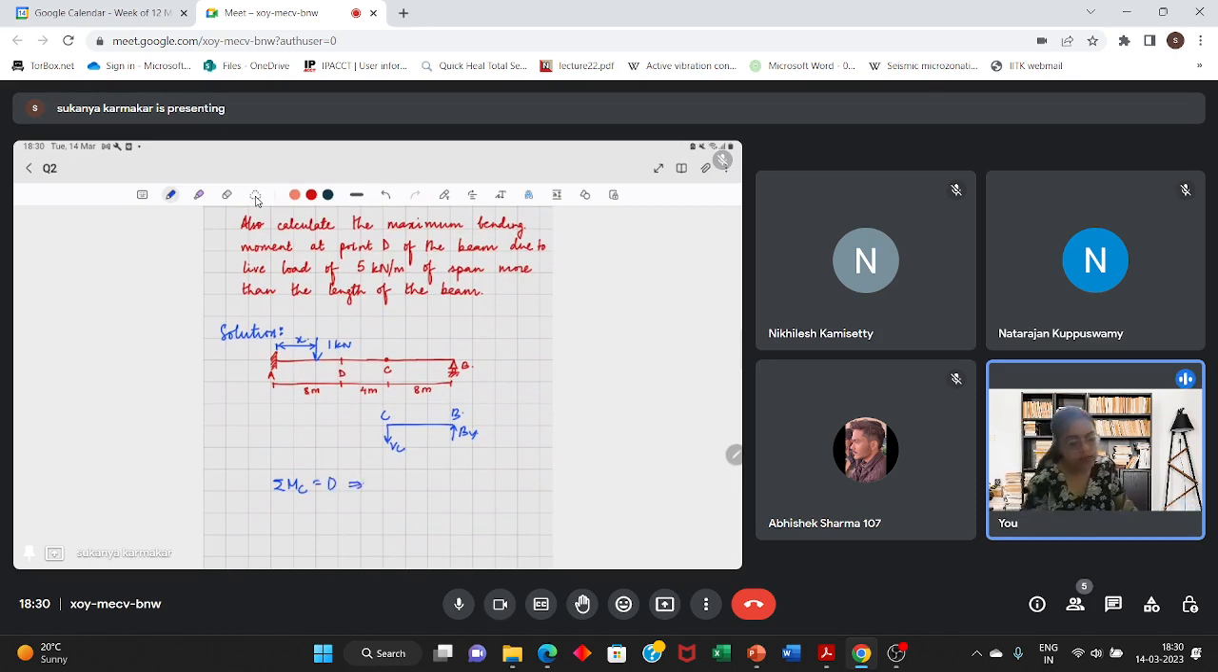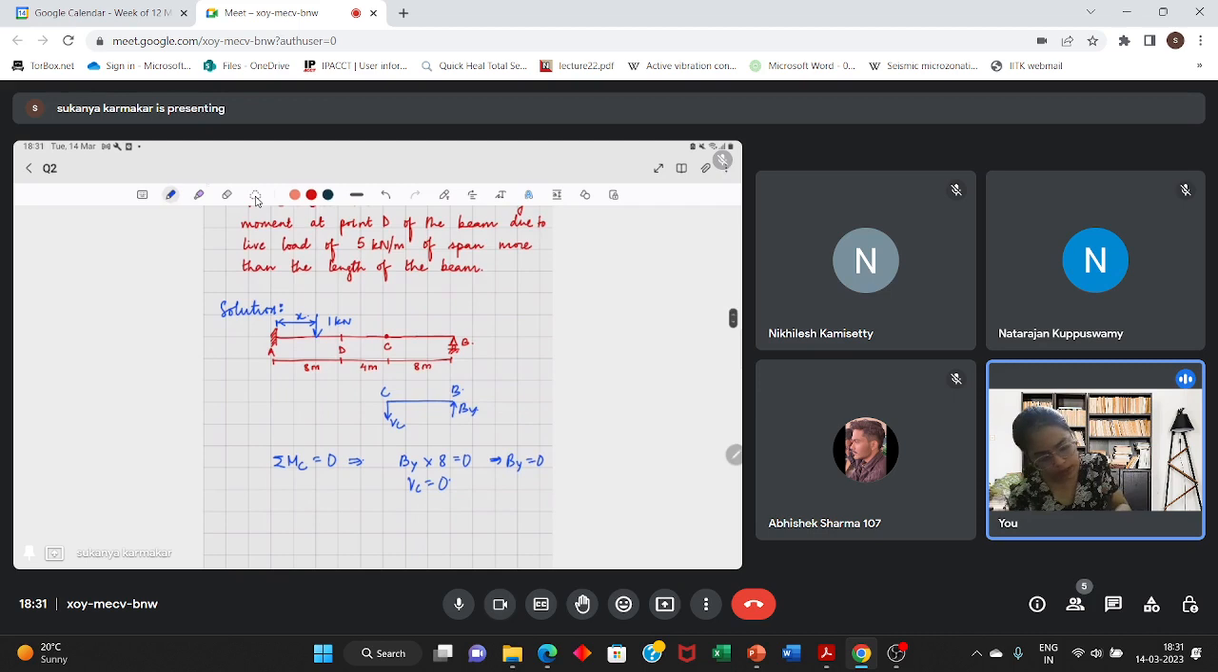C is an internal hinge. So no moment is acting, and there will be no moment at point C. So from here, By into 8 is equal to 0, or in other words, By is 0. Since By is 0, Bc is also 0. Okay, let's write it. We don't need Vc. So By is 0.